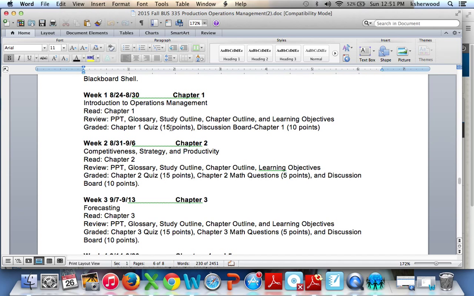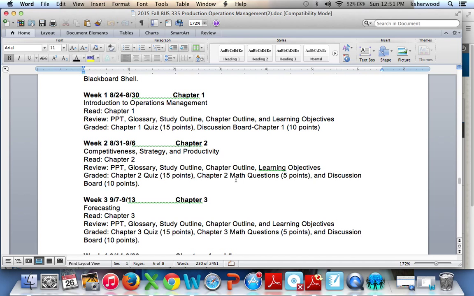You can have your material open, you can have your book ready in front of you, etc. Short quiz, discussion board post. That's very common. Most weeks are like that. Week 2, very same thing, except you do your math questions. Within Connect, there's a link, and that'll flow through to the gradebook.